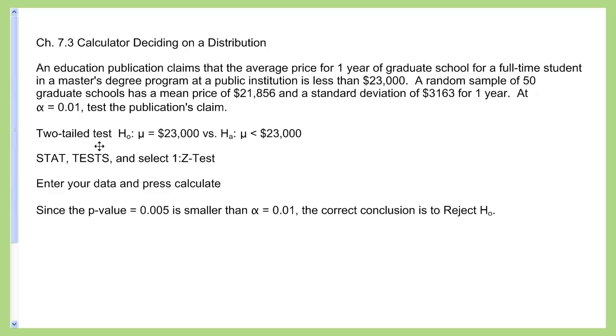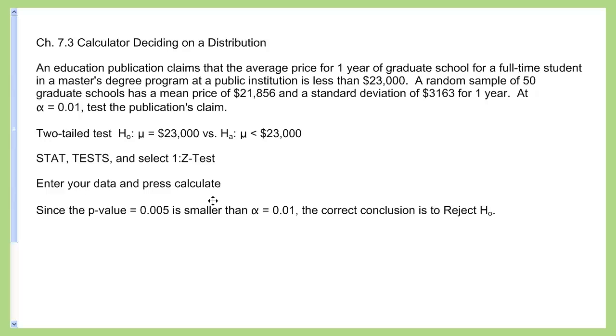Now this is a one-tailed test. This is our null hypothesis, and our alternate hypothesis is going to be less than 23,000 because of the wording. Because it's a sample of 50, a sample equal to or greater than 30, I'll use a z-test. If it was a sample that's less than 30, I'd use a t-test.